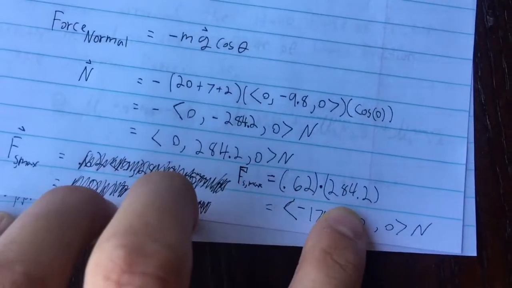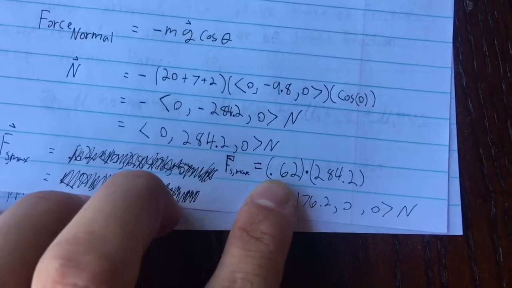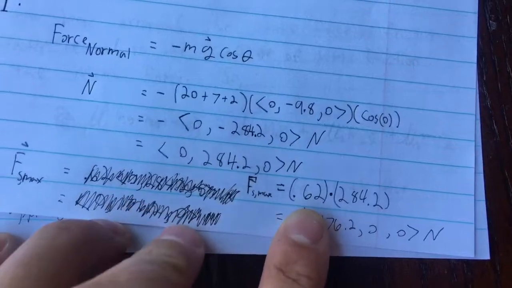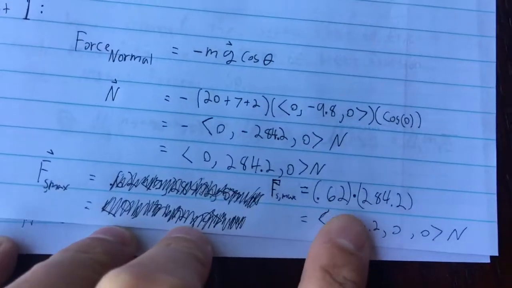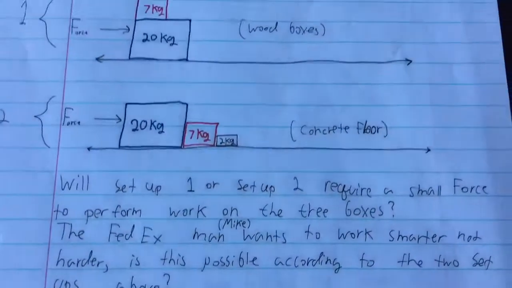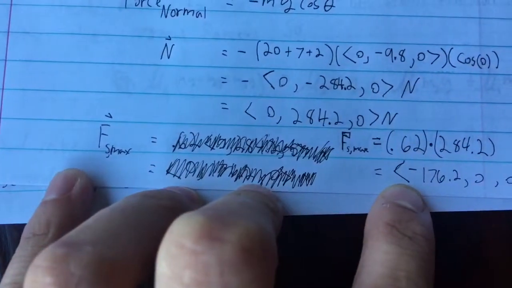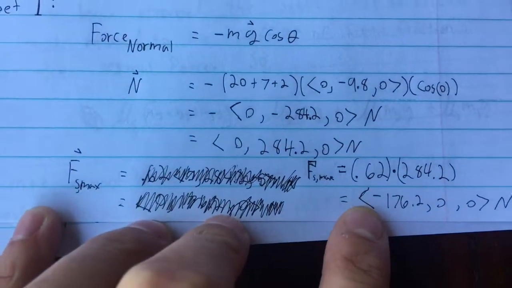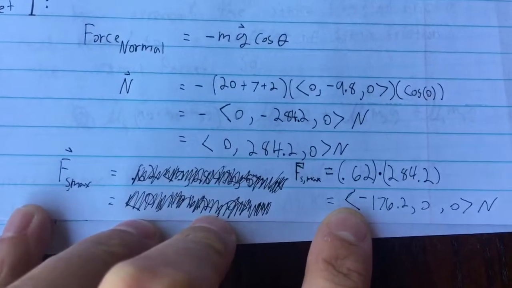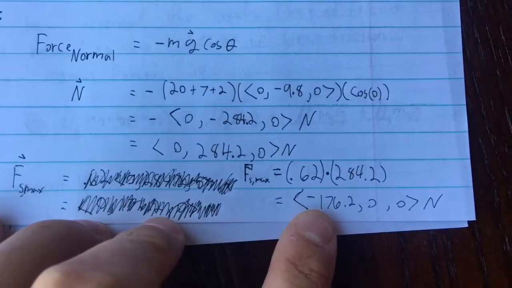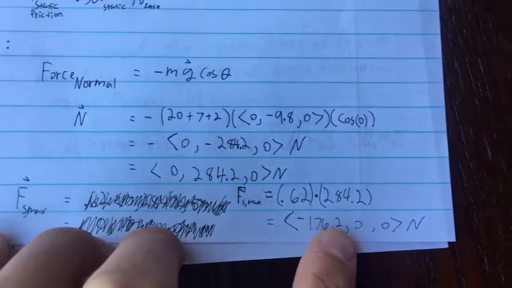We're going to use our coefficient for static friction maximum of 0.62 for wood on concrete surfaces to find a max static force vector of negative 176.200 newtons that Mike has to fight against.